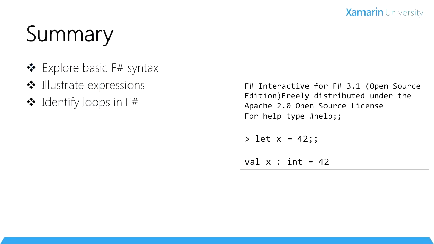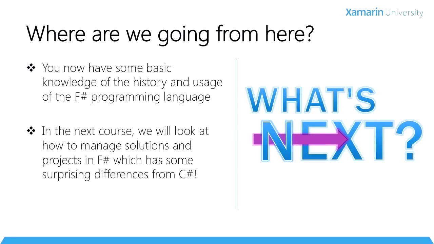That brings us to the end of the objective, where we've explored some of the basic F# syntax. We've had a look at how expressions work, and also had a look at some of the looping constructs in F#. So now you've got some of the basic skills and knowledge of working with F#. And this is the first in a series of 5 classes on F# with Xamarin University. So I do hope you'll come back and take the other 4. Certainly I find by the end of the 3rd or 4th class that people really get a strong sense of how to use F#. In our next class, we'll learn how to manage files and folders the F# way.